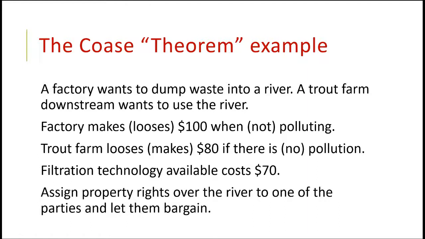Now, Coase's solution to this problem is not to impose a tax on the factory to the value of the externality it imposes on others. What's the externality, the external value that it imposes? Well, the trout farm would lose $80 profit due to pollution. So according to Pigou, you would impose a tax of $80 on the factory.